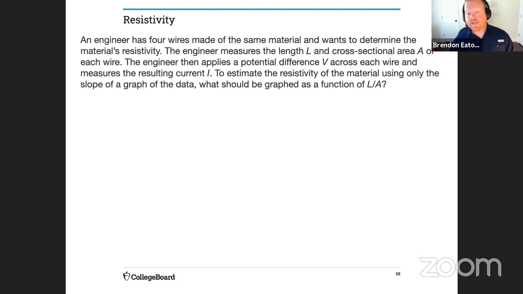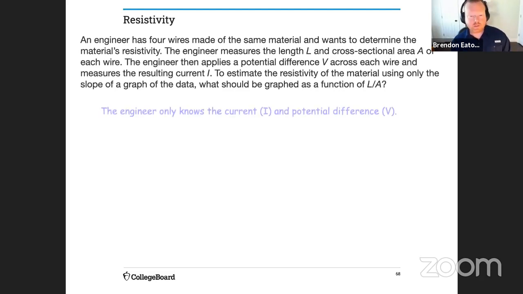What should be graphed as a function of L over A? So we're asking you, what would you graph versus L over A? So what are you trying to put on the y-axis so that the slope represents the resistivity?